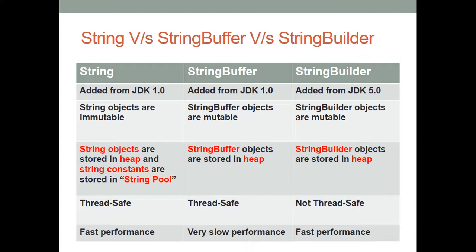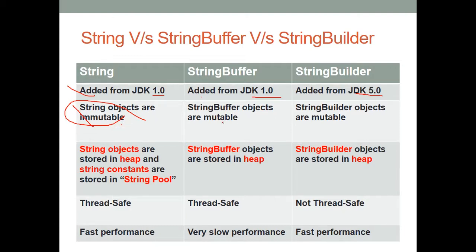First difference: String came in JDK 1.0. StringBuffer also came in JDK 1.0, but StringBuilder came in the JDK 5.0 version. JDK 5.0 is a later version, and we can say it's a very famous version. String objects are immutable. String is a class, and whatever you put inside a string is an immutable object and immutable data. It means you can't change the data at runtime. That is called immutable. That is the meaning of immutable.